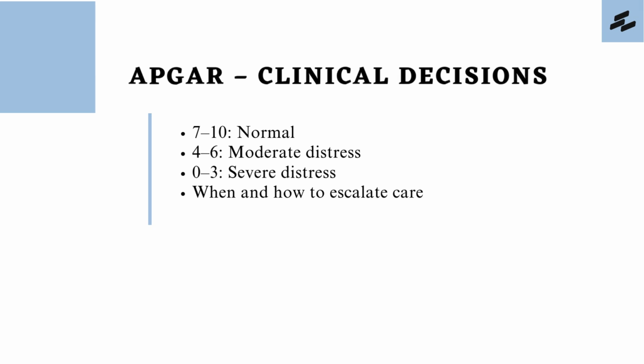APGAR, clinical decisions. A score of 7 to 10 is considered normal. 4 to 6 indicates moderate distress. A score between 0 and 3 reflects severe distress. Each range guides when and how to escalate care.